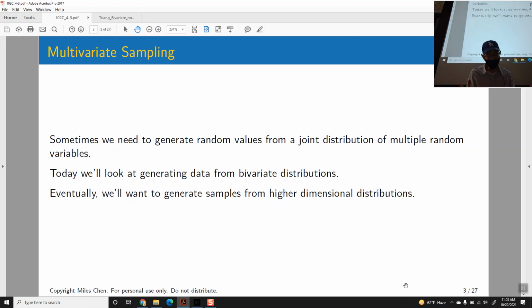Sometimes you have a joint distribution, which implies that the distribution for variable 2 depends on the values for variable 1. Right? You've got two different variables, and what you get in the second variable depends on what you get in the first variable, and vice versa. So sometimes we need to generate random values from some joint distribution, and we'll take a look at examples of a couple of things.